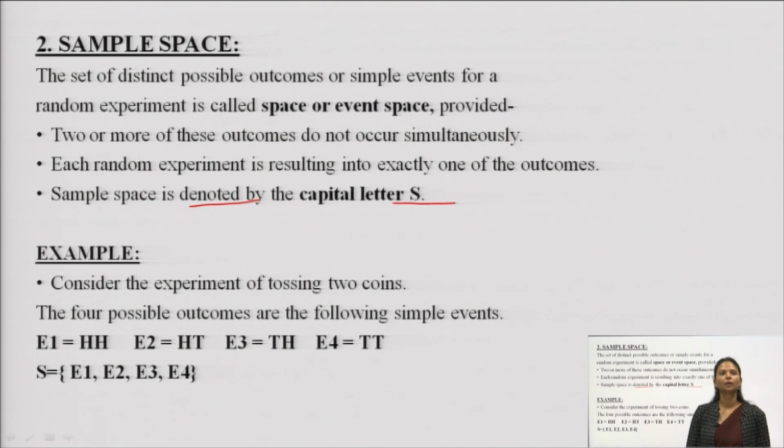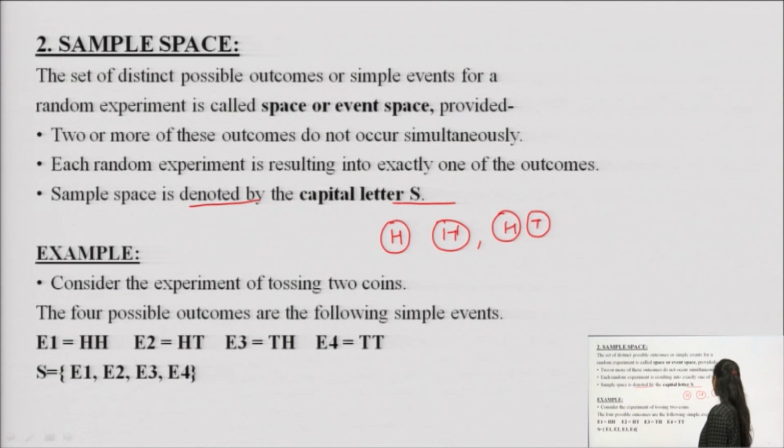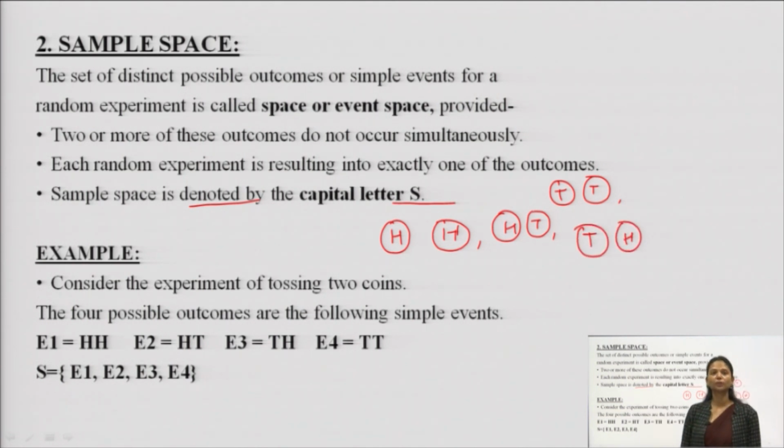For example, if we have two coins, and we want to toss them and see what could be the outcomes. In the first experiment, this could be head head, or it could be head tail, or it could be tail head, or tail tail. These are the four possible outcomes which we can have.